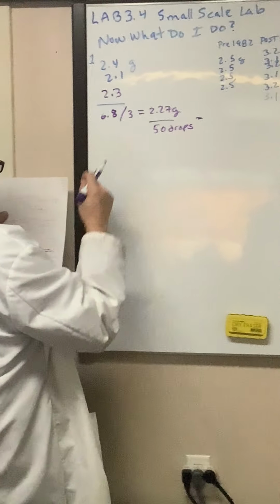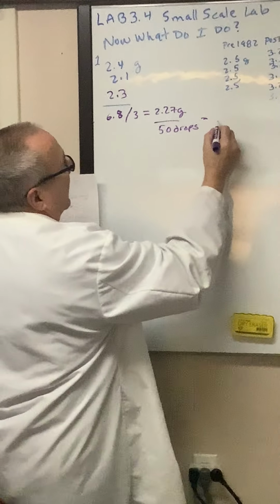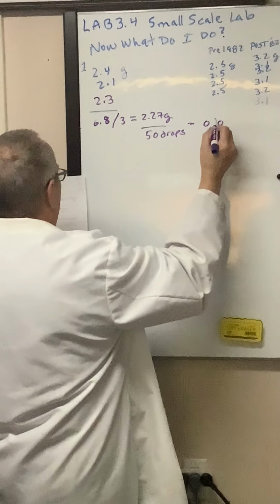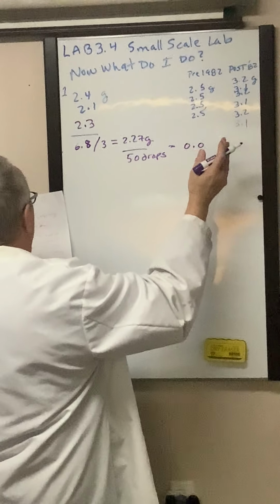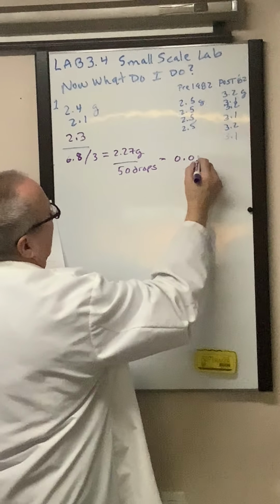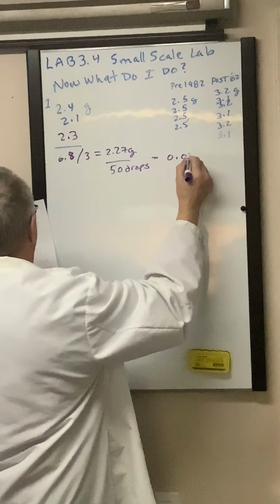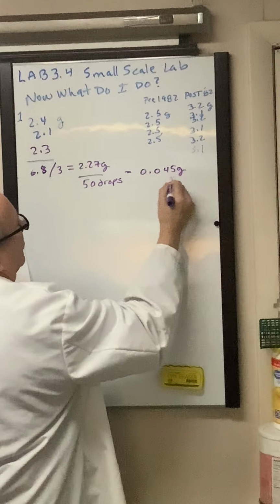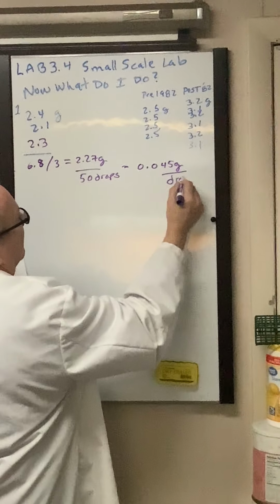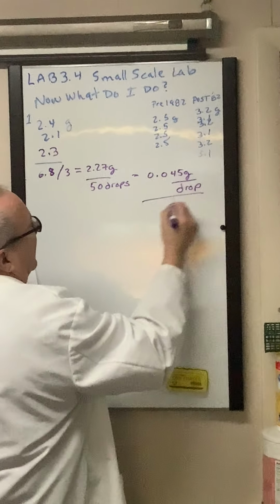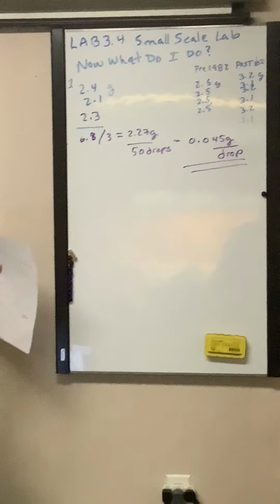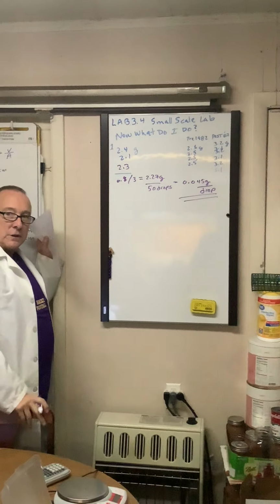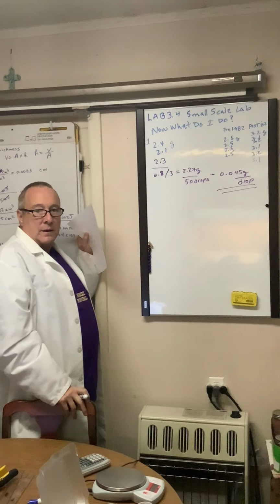And if I divide that by 50, I end up with 0.0, some numbers, 4535 or something, 0.45 grams per drop. And that is my answer, our answer today. If you did it, you might get a different answer.